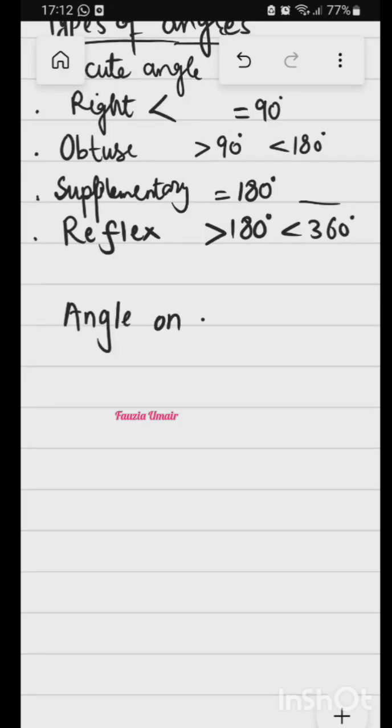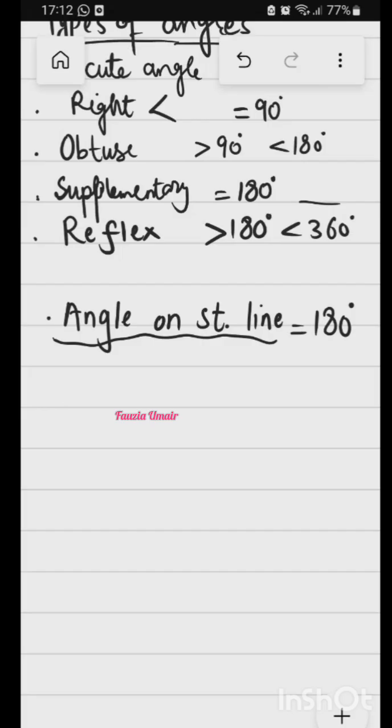Ma'am, what is angle on a straight line? Ma'am, definition? It's 180 degrees, right? Angles which are sharing a straight line, so that total angle would be 180 degrees.